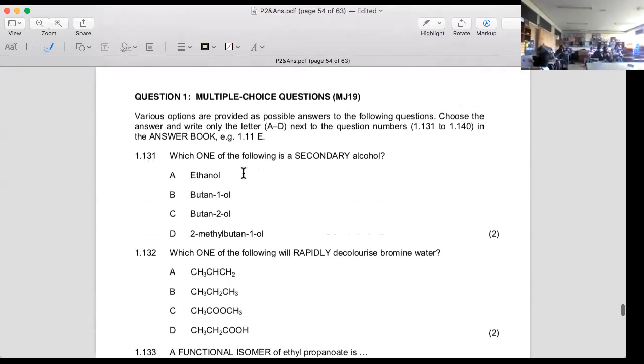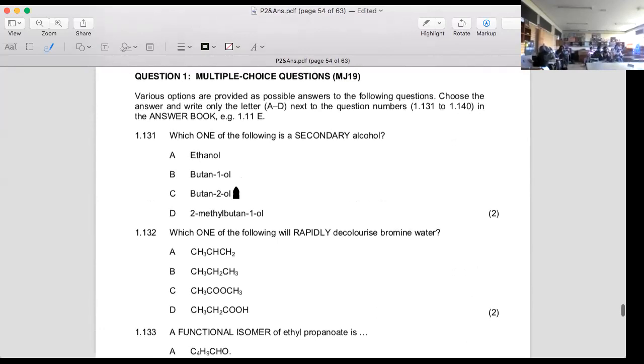Question 131. Which one of the following is a secondary alcohol? Now, I don't know if I've taught you this, so I'll teach it to you quickly. Who thinks they know what a secondary alcohol is? Okay, let me tell you the definition. A primary alcohol has the OH group attached to the last carbon. A secondary alcohol means that the carbon on which the OH is attached has got 2 other carbons attached to it. And if it's a tertiary alcohol, it means it's got 3 carbons attached.